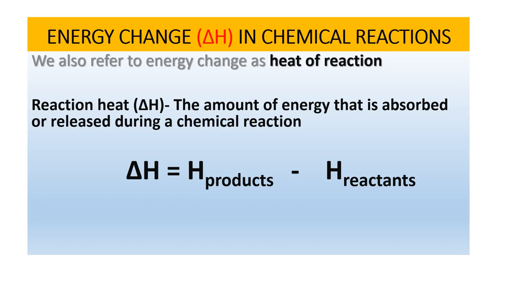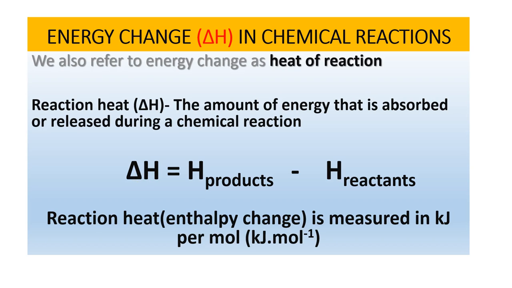In order to calculate delta H, you need the energy of your products minus the energy of your reactants. In the beginning I spoke a little bit about this and told you delta H needs to be positive for an endothermic reaction and negative for an exothermic reaction, but we'll get to that. Reaction heat, or enthalpy change, which is delta H, is measured in kilojoules per mole, or as the abbreviation goes, kJ·mol^-1.